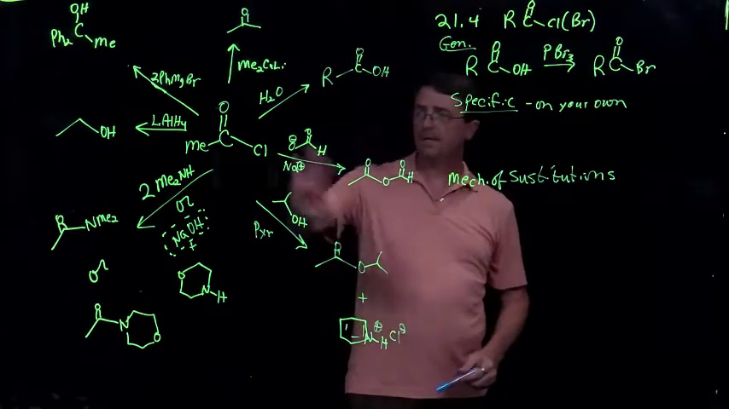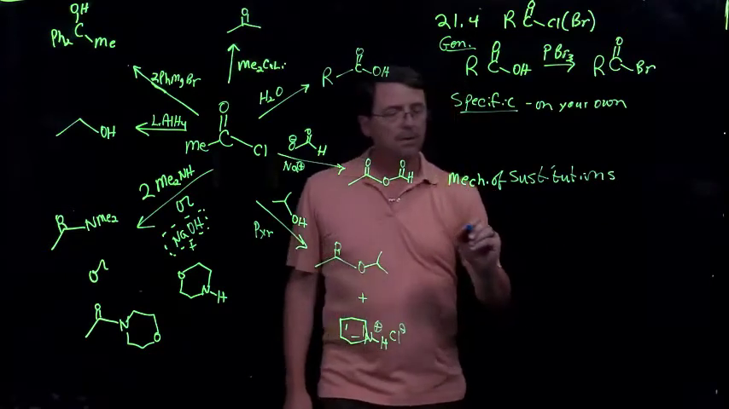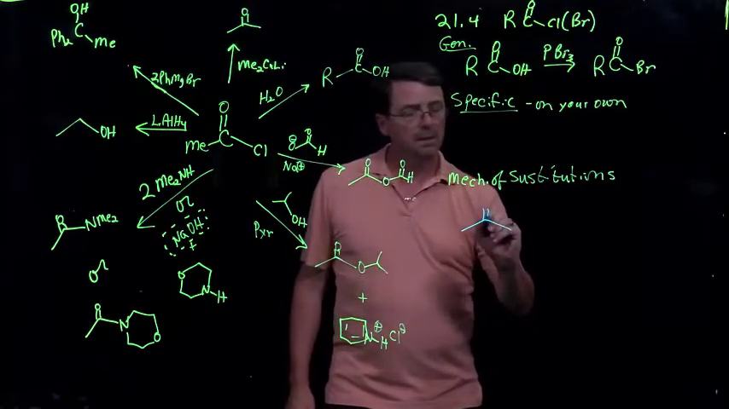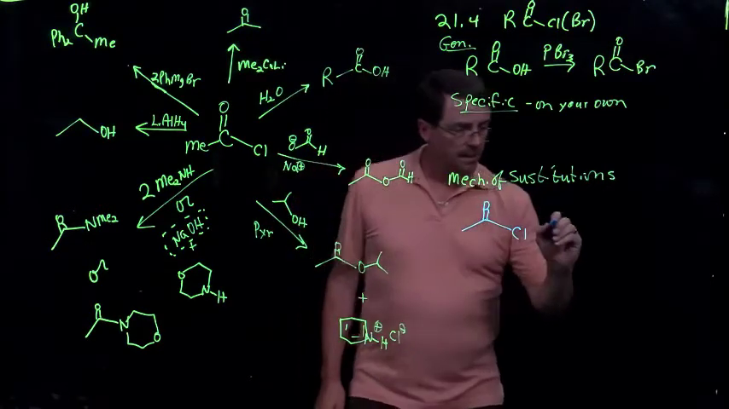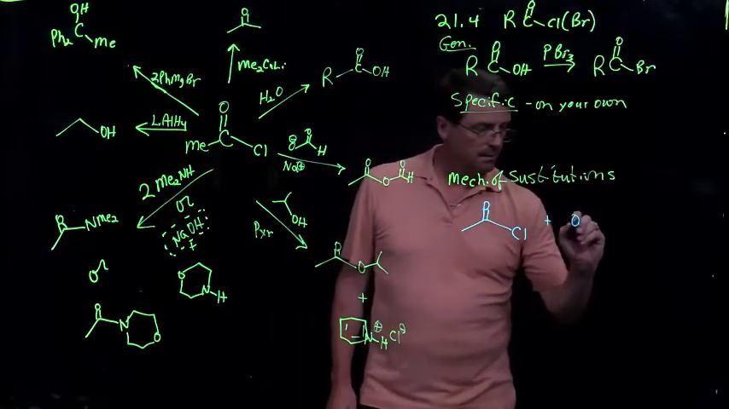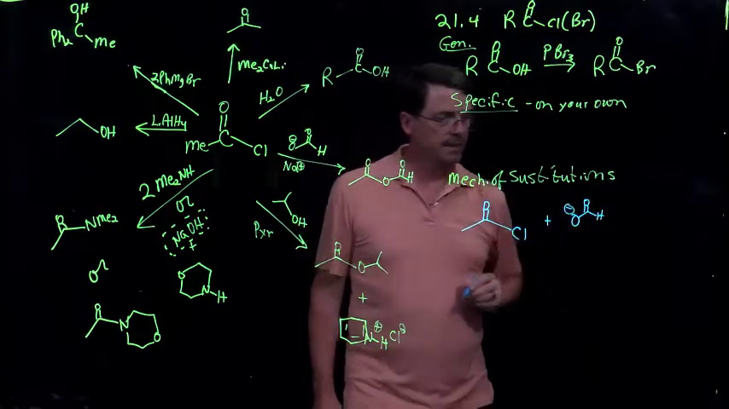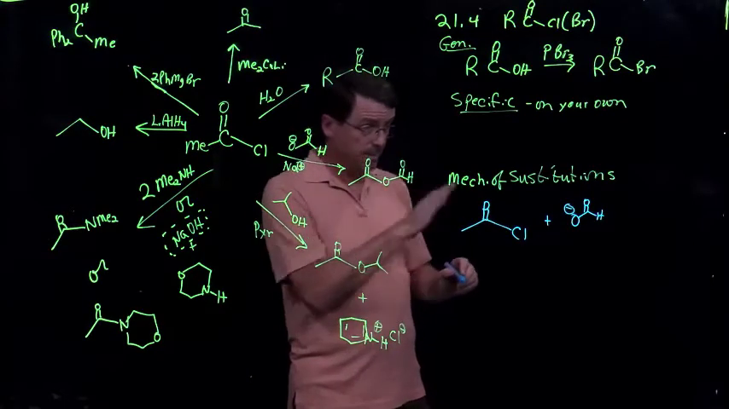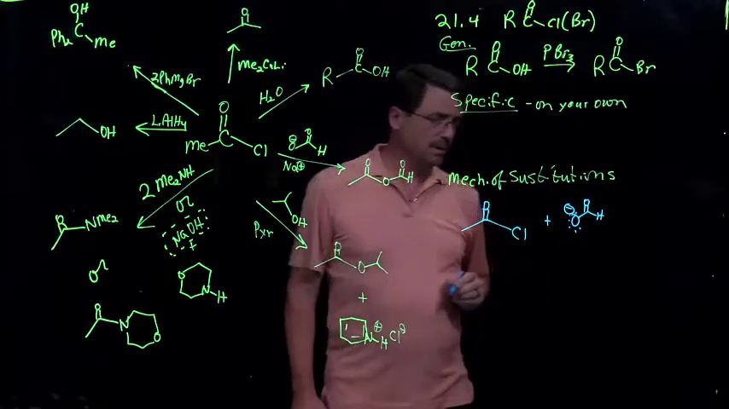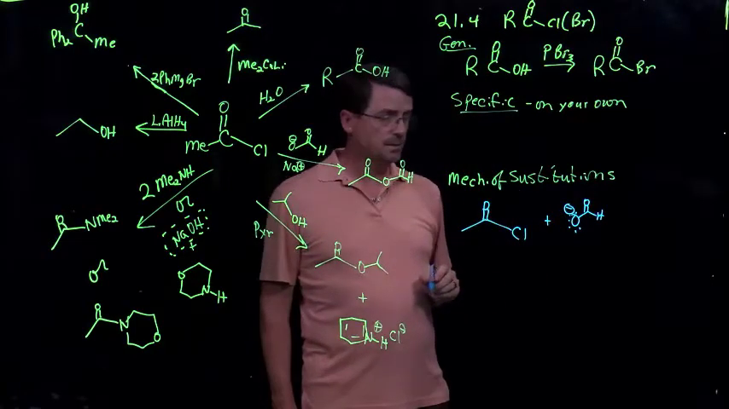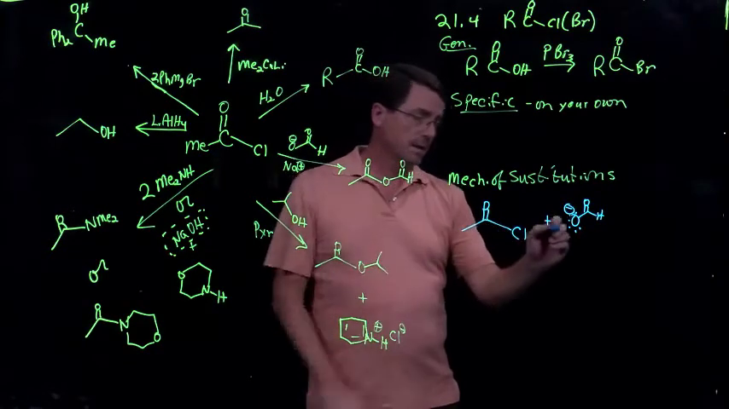Now I want to touch on the mechanism of all of these substitution reactions I'm about to talk about. They're all very similar. So I'm going to take one, the reaction with formate, and I'm just going to take the simplest pieces to work with. As we've already seen, nucleophilic acyl substitution occurs by an addition to form a tetrahedral intermediate and then an elimination.